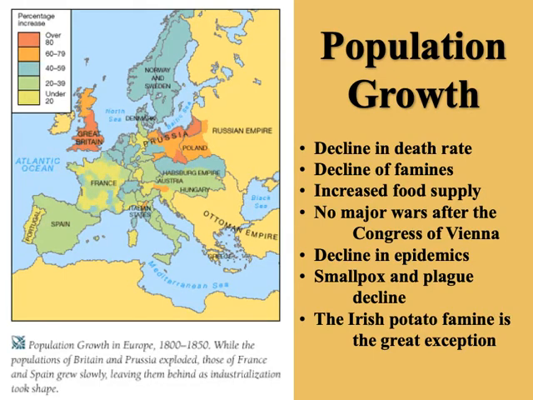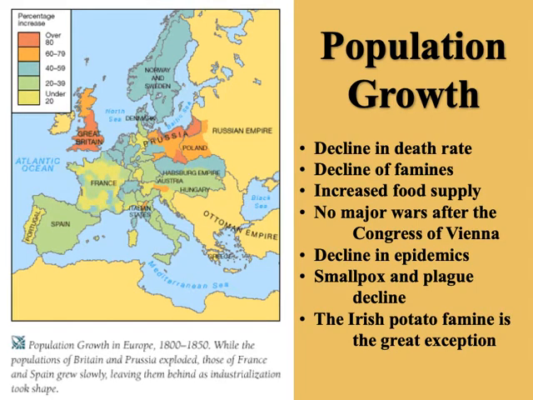This population growth is not simply because European families are having more children, but rather there's a decline in the death rate, a decline in the mortality rate. This is due to the fact that there's a decline of famines. Finally, there's a surplus of food in European society, so people aren't starving to death. There really are no major continental-wide wars from 1815 and the Congress of Vienna all the way to the outbreak of war in 1914, 99 years of relative peace across the continent.